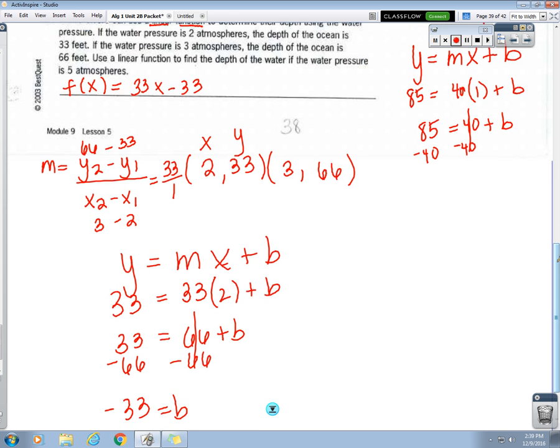Okay, now we can use that to figure out the depth of the water if the water pressure is at 5 atmospheres. So f of 5 equals what? 33 times 5 minus 33. 132. Okay, so they're 132 feet deep if the pressure is 5 atmospheres.